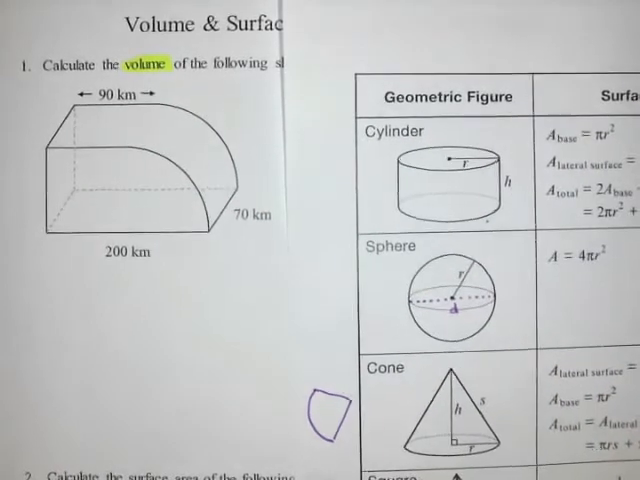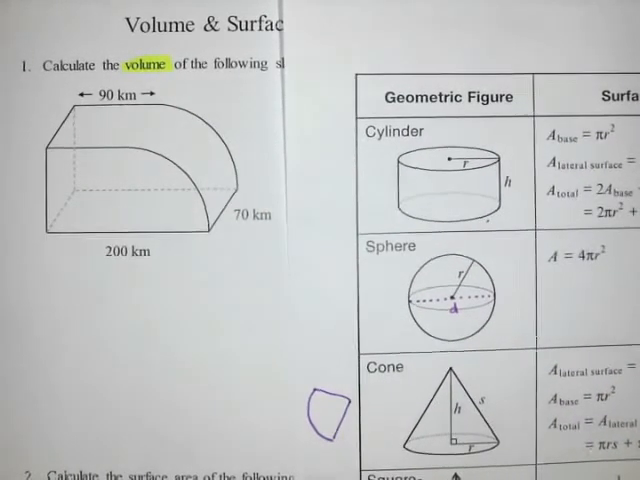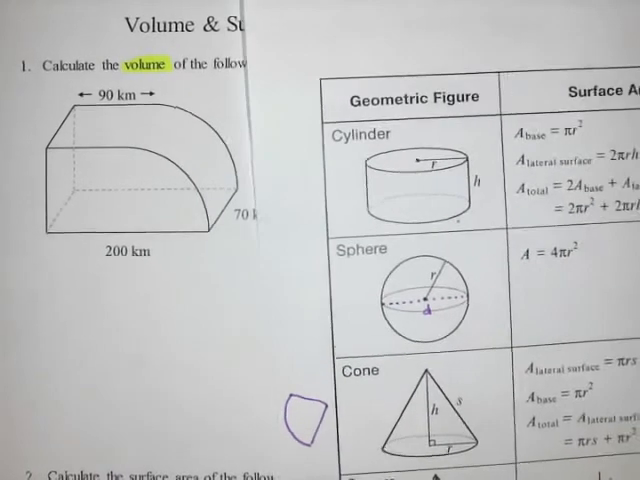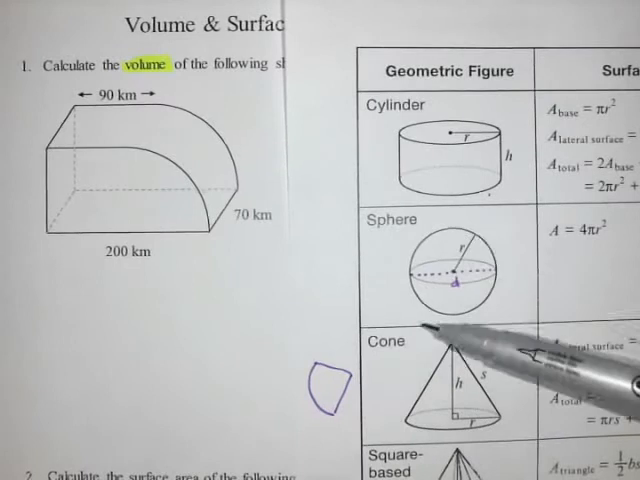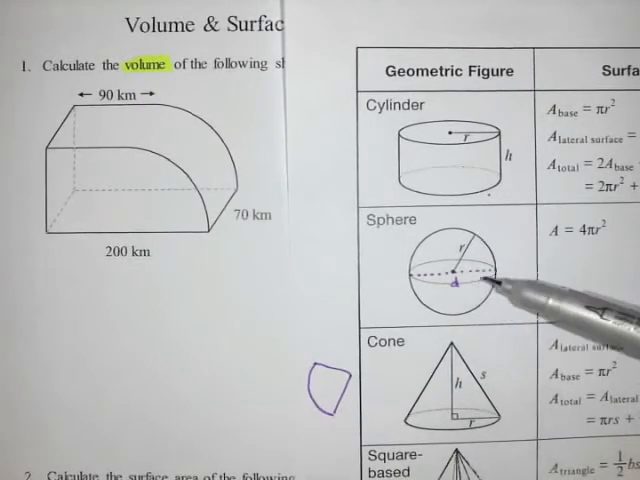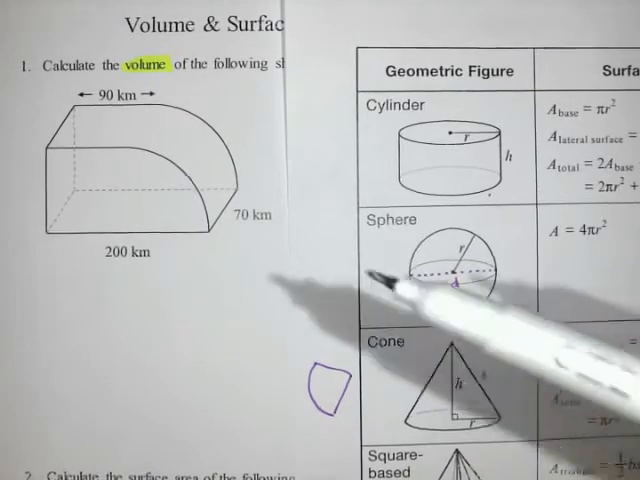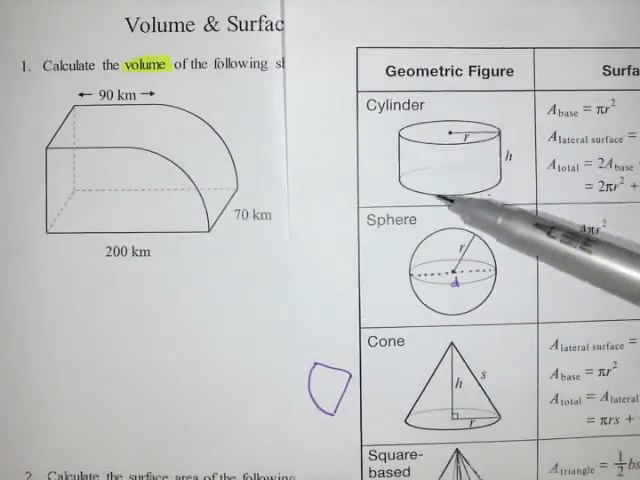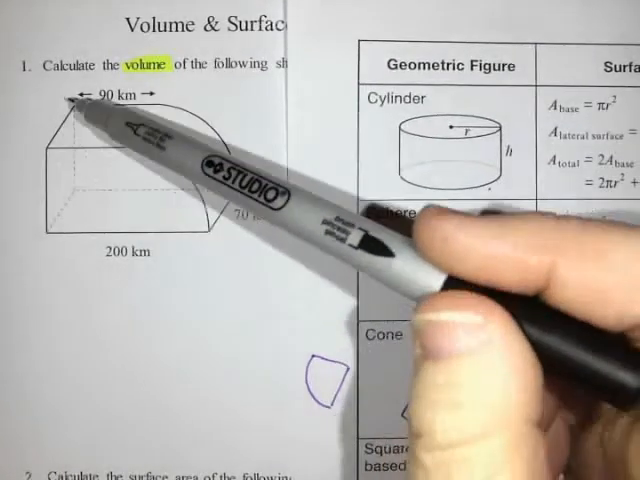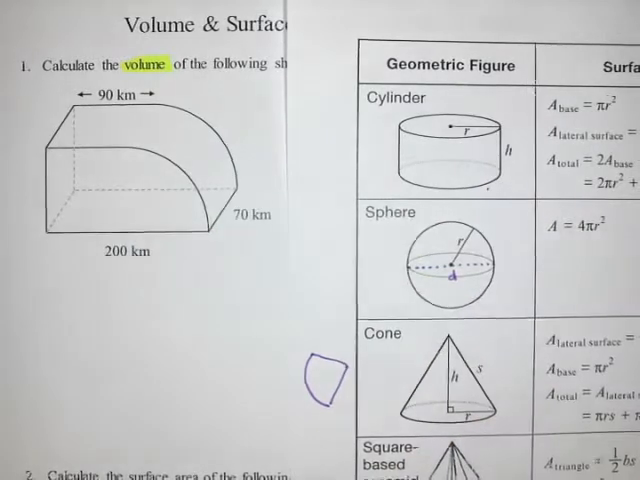So because there are some curved parts, that makes me think there must be a cylinder in there, a sphere or a cone, which are our circular shapes. And since it's not rounded all the way around, I don't think it's a sphere. And since it doesn't look triangular, I'm pretty sure it's not a cone. So I kind of think this must be part of a cylinder. And then the straight sides here probably make a rectangle.